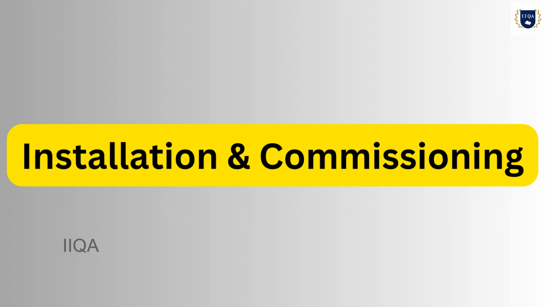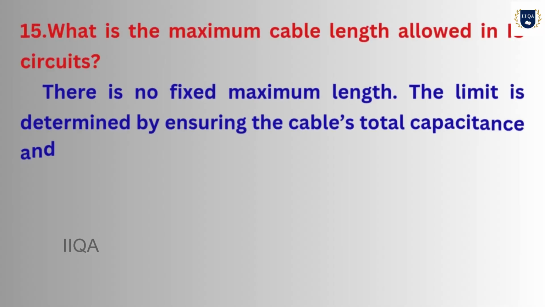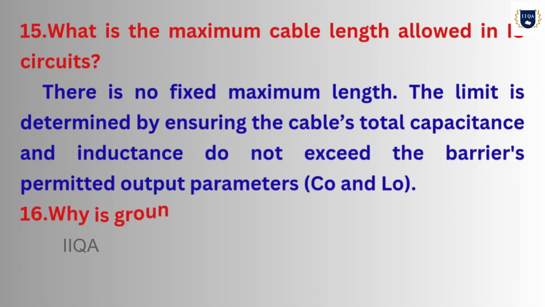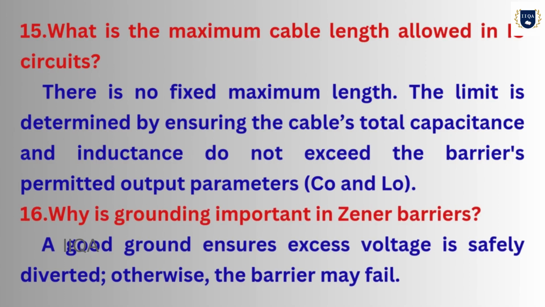Installation and commissioning. What is the maximum cable length allowed in IS circuits? There is no fixed maximum length. The limit is determined by ensuring the cable's total capacitance and inductance do not exceed the barrier's permitted output parameters. Why is grounding important in Zener barriers? A good ground ensures excess voltage is safely diverted, otherwise, the barrier may fail.